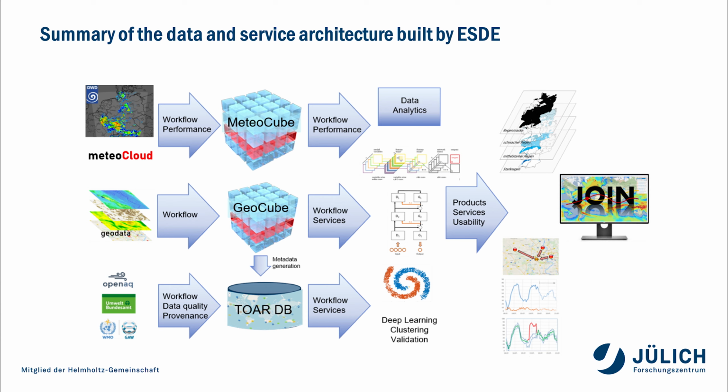we're really caring a lot about workflow and performance issues, where we're setting up the Rasterman systems to build the MeteoCube, and then look into applying these kind of data for machine learning applications. The second stream is really the geospatial data, which ends up in the GeoCube, then to provide services. And the third stream of data are the time series from all kinds of sources, which end up in the TOAR database, and again are feeding into science, basically, products and services.